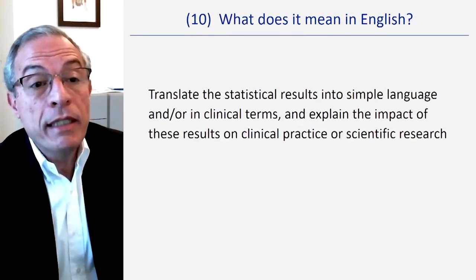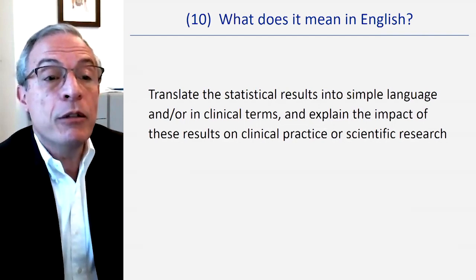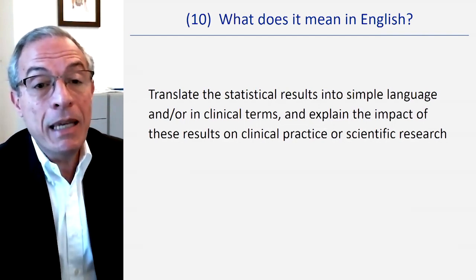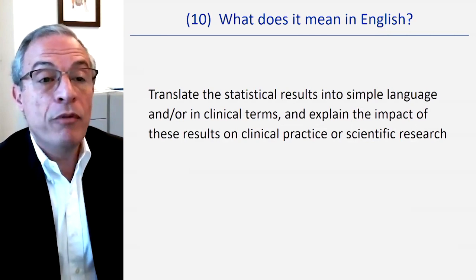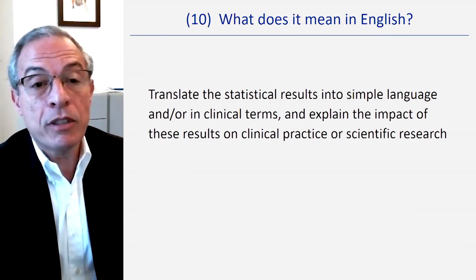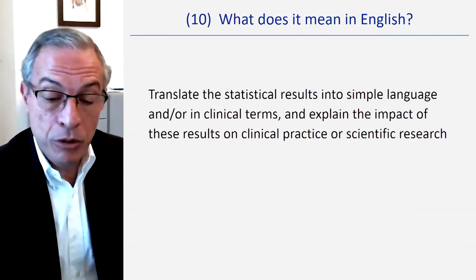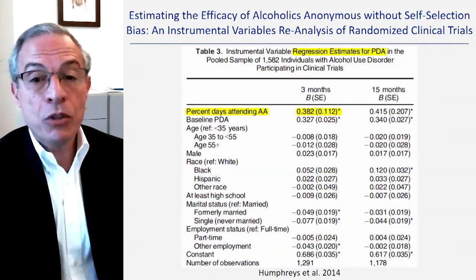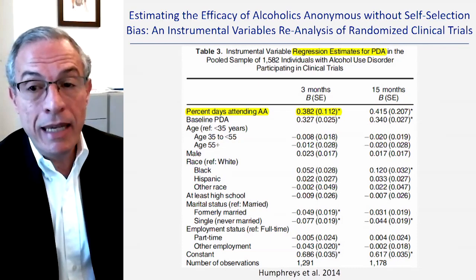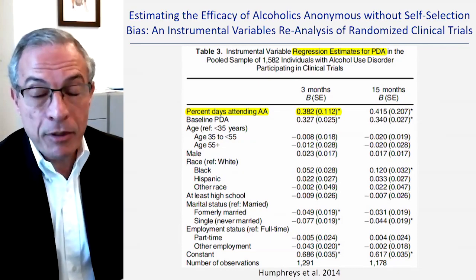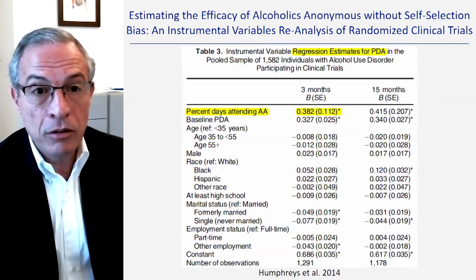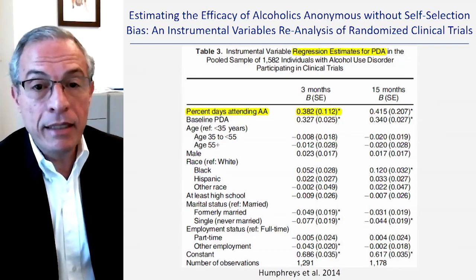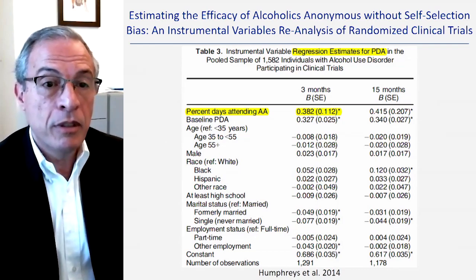Then you want to translate the statistical results into simple language and clinical terms, and explain the impact, the so what, of these results on clinical practice or scientific research. Let me show you an example. This is about the association between percent days abstinent from alcohol, PDA, and percent days attending Alcoholics Anonymous.